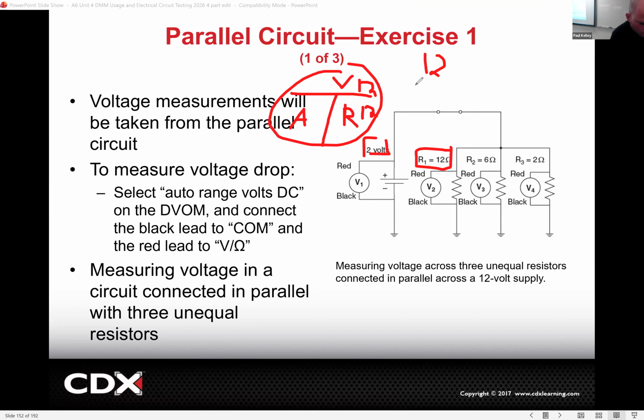Change over to my pen. 12 divided by 12, which equals what? 1. 1 amp. Cool? That's how you diagnose that one, 1 amp. Now, if you are getting pretty sharp with math, if this has 6 ohms, how many amps should be flowing there? If it's got 6 ohms, it's going to be 12 divided by 6, which equals what? 2. Correct? What if you had 2 ohms? It'd be 12 divided by 2. How much is that? That's 6 amps.